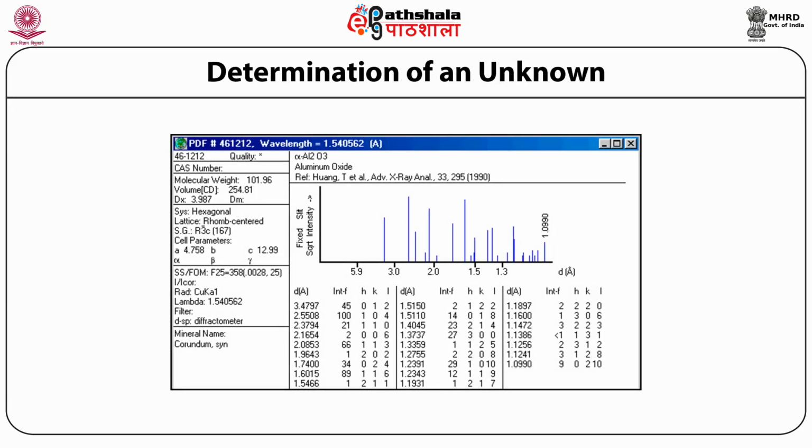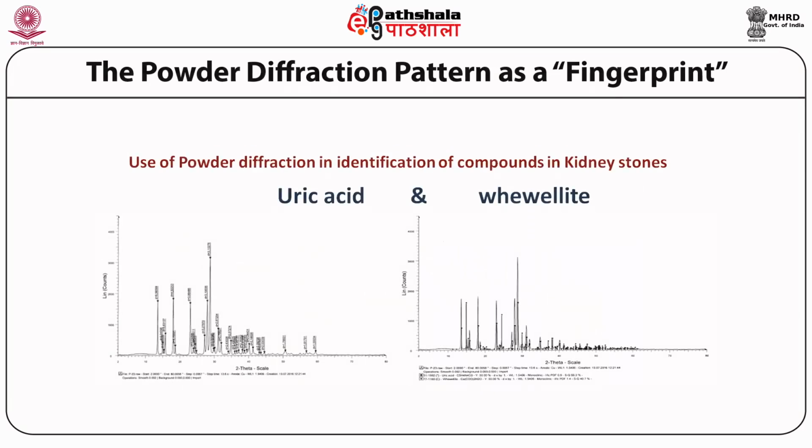This slide shows an example of the powder diffraction file. It contains all the information: the d-spacing, the intensity, the HKL planes, the molecular weight of the compound, what crystal system, the space group, and what the cell parameters are. We can obtain all this information from the PDF file. The X-ray powder diffraction pattern is considered a fingerprint. It can be used to identify the compound.